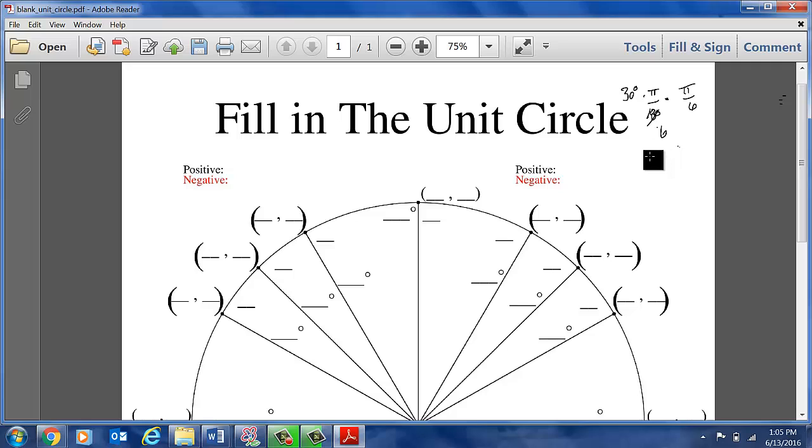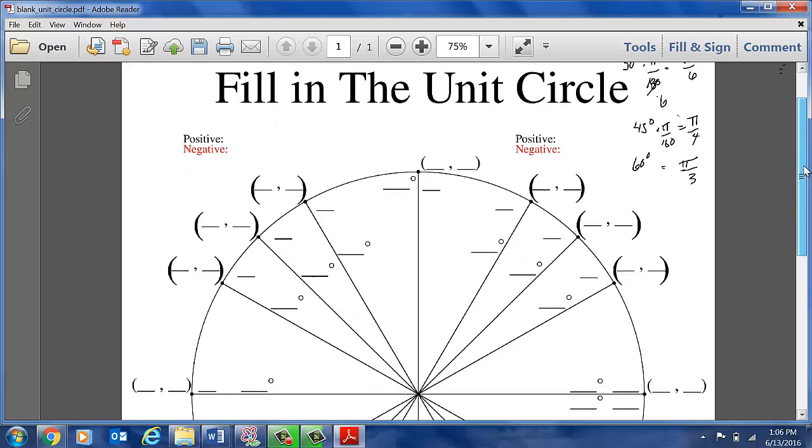And I think it's nice if you can really memorize your 30, your 45 degrees, and your 60 degrees. So you know that 45 degrees, again, if I multiply by pi over 180, is going to give me pi over 4. And then 60 degrees is the same as pi over 3 radians. Again, using that same conversion. But it's nice to be able to remember those three quickly off the top of your head.